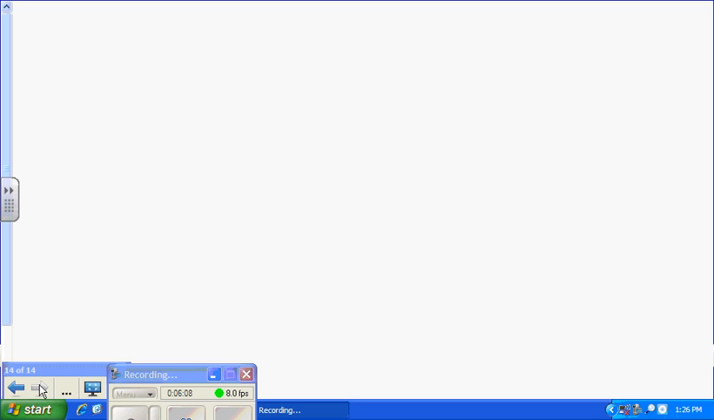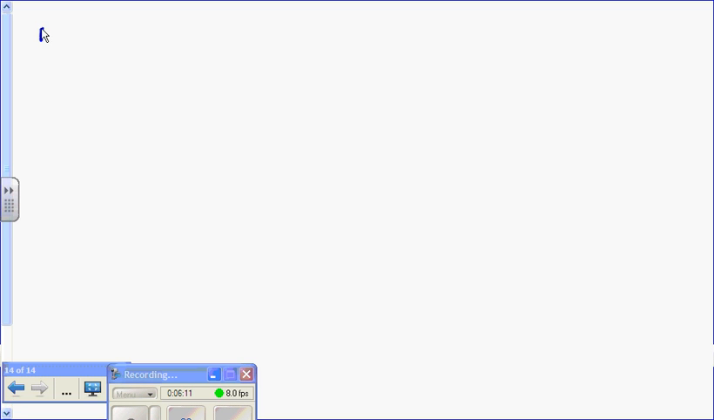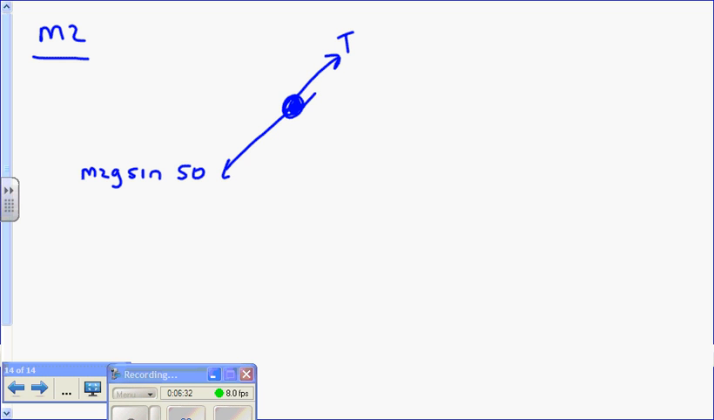Looking at m2, now we're down the other side of the inclined plane. Here's my mass 2, and pulling it down will be that component of gravity, m2g. Holding it back will be two forces: tension and friction. Fk in this case will be mu k times m2 times g, where this is my normal force, and mu k, of course, is the friction coefficient.